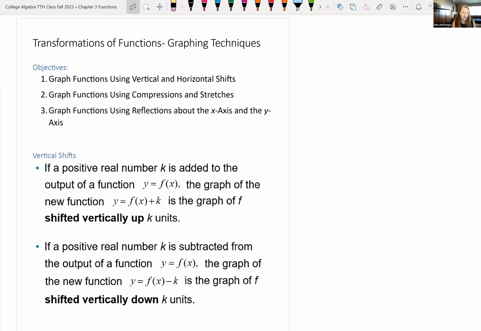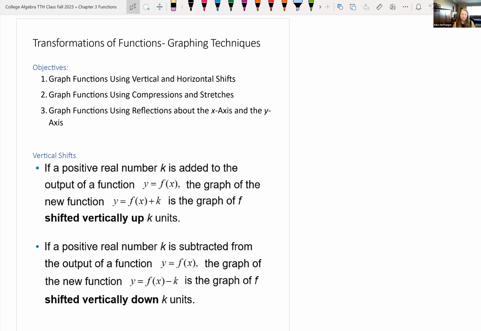So we've been looking at graphs. We've looked at a library of functions you should be familiar with. We just talked about piecewise functions and graphing piecewise functions. Now we're going to look at transformations of functions, using transformations to help us graph a function if possible.